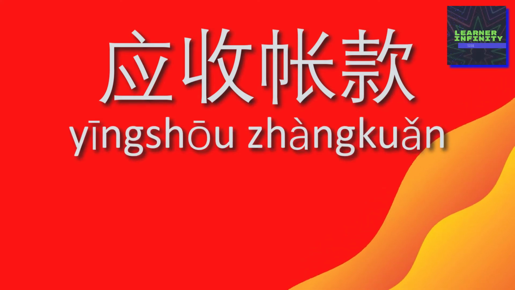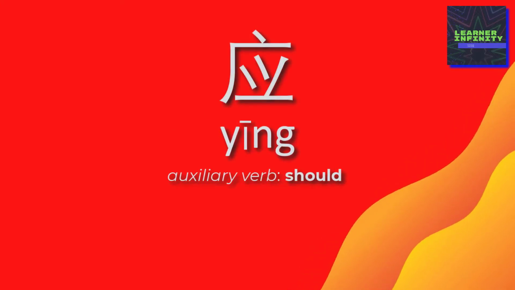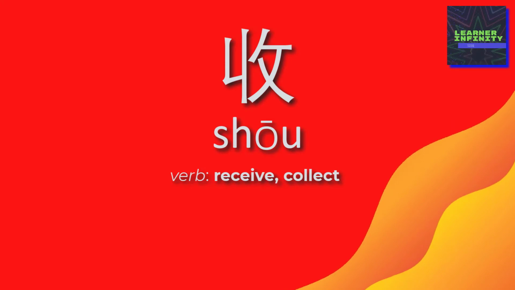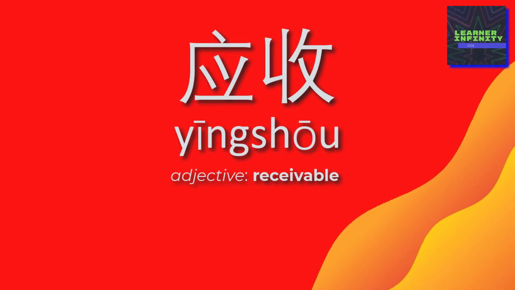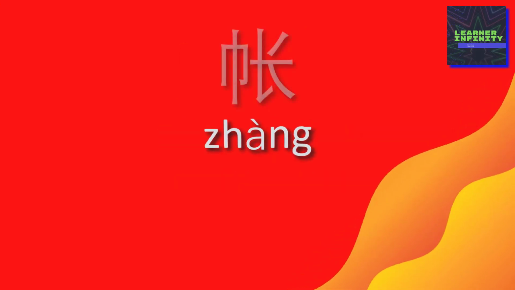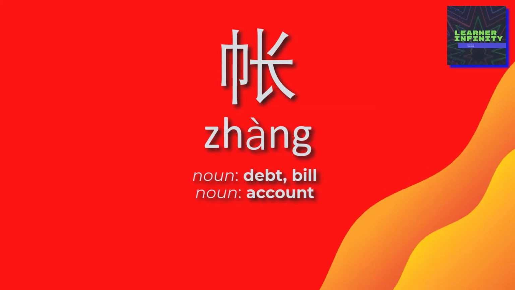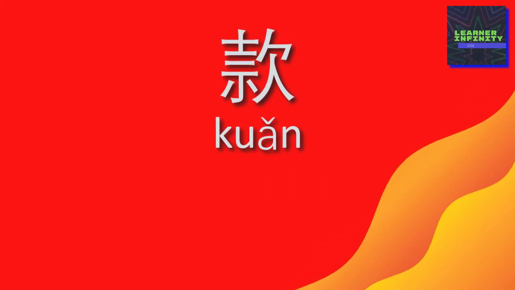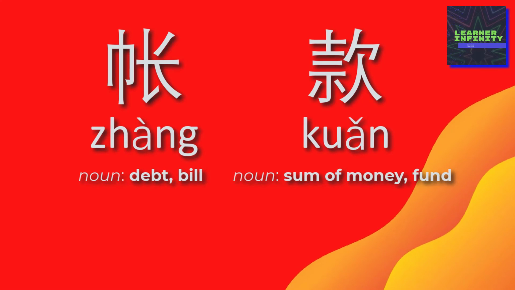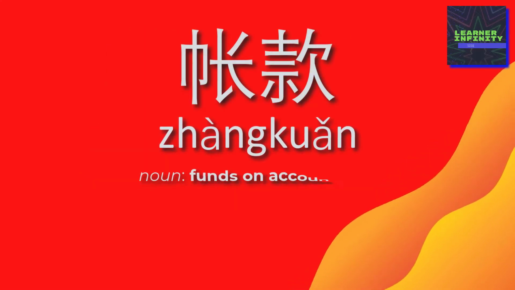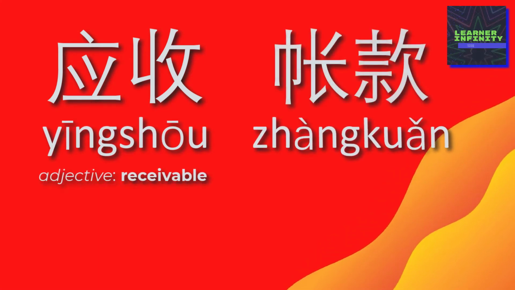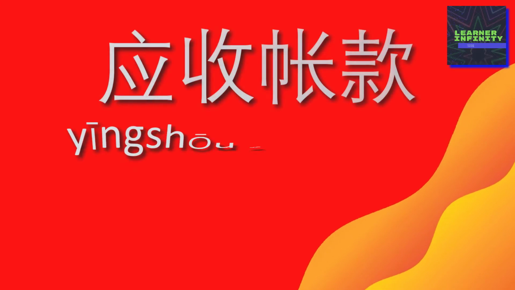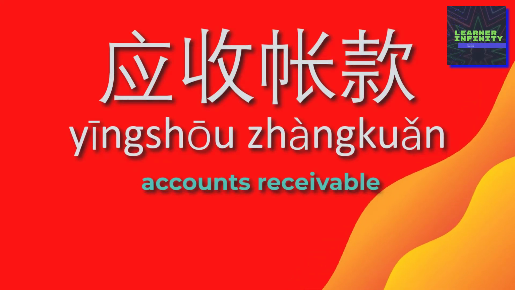应收账款. Let's break down 应收. 应 is an auxiliary verb that means should. 收 is a verb that means receive or collect. Combining these two characters, 应收 means receivable. Let's break down 账款. 账 is a noun that means debt, bill, or account. 款 is a noun that means sum of money or fund. Combining these two characters, 账款 means funds on account or credit. So combining 应收, which means receivable, and 账款, which means on account, easily translates to an accounting term, accounts receivable.